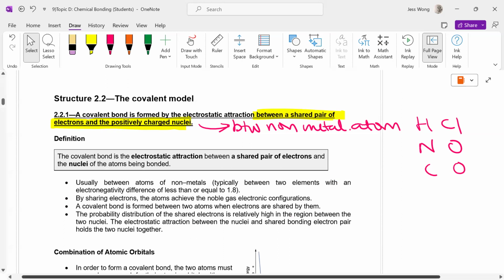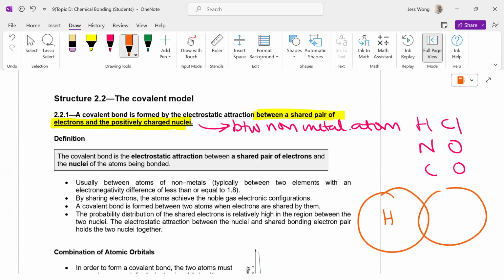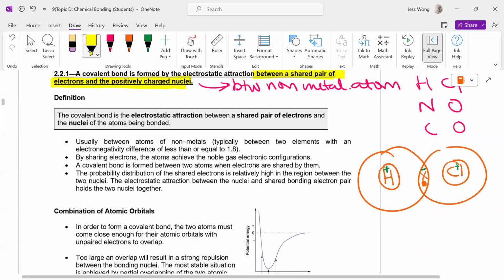Okay, so if after classifying you find that it is really a covalent compound, then what they will be forming between them is a covalent bond. That means they are going to share a pair of electrons, and the bond is formed because of the attraction between the nucleus as well as the shared pair of electrons. So for example, H and Cl, if they do share a pair of electrons, the nucleus is positively charged and the electrons are negatively charged. So in between them, they will form electrostatic forces of attraction. So take note, usually the difference of electronegativity is less than or equal to 1.8.